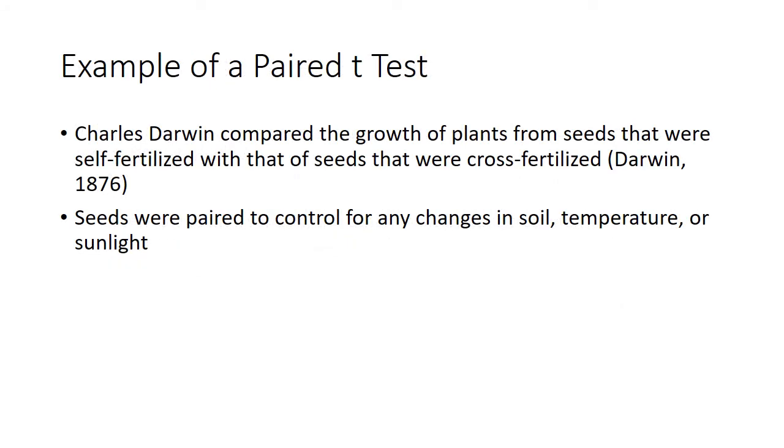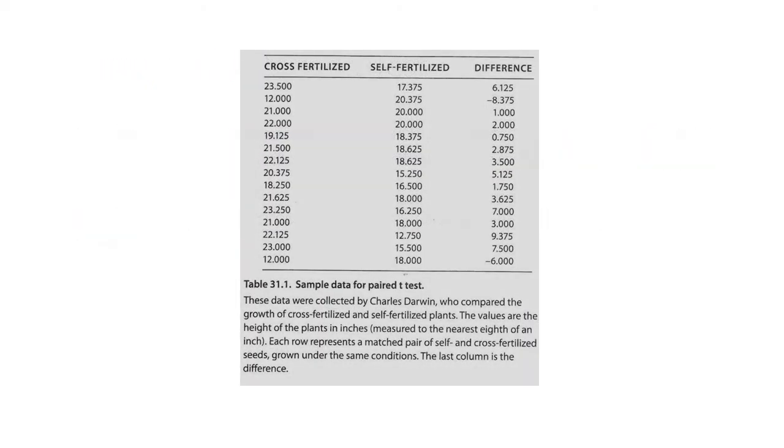A good example of this would be a study done by Charles Darwin back in 1876, who was looking at the growth of plants from seeds that were either self-fertilized or cross-fertilized. Basically they were controlling and pairing seeds based on changes in soil, temperature, or sunlight. So this would be a case where, because we paired them and they're getting two different treatments, we can use a paired test here. Here you can see the results when comparing those plants that were cross-fertilized versus self-fertilized, and you can see the differences here.